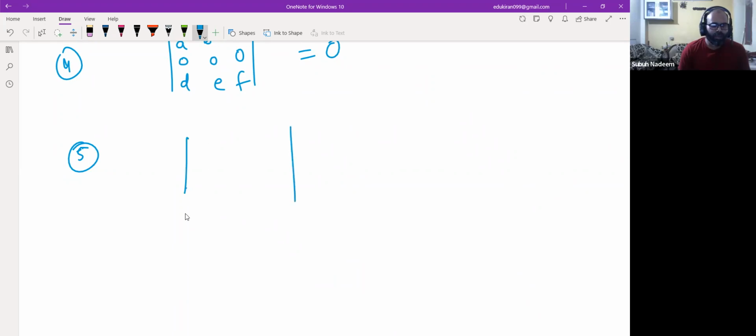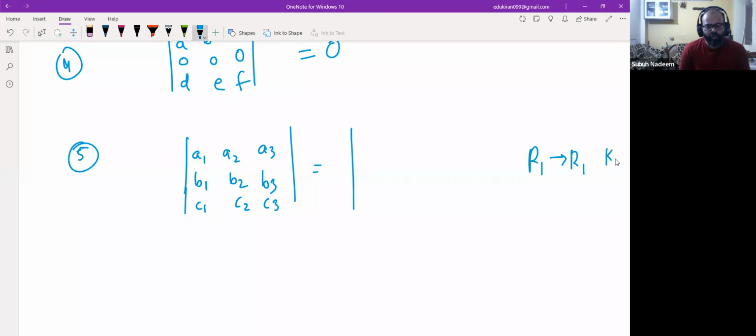Next we have, if we take a row or a column, like we have A1, A2, A3, B1, B2, B3, C1, C2, C3. Suppose we take row 1, and we multiply a constant k to row 2 or row 3 and add it with row 1. One thing is important, that the row where we are doing the changing is not multiplied by the constant. So that will give you A1 plus k B1, A2 plus k B2, A3 plus k B3.